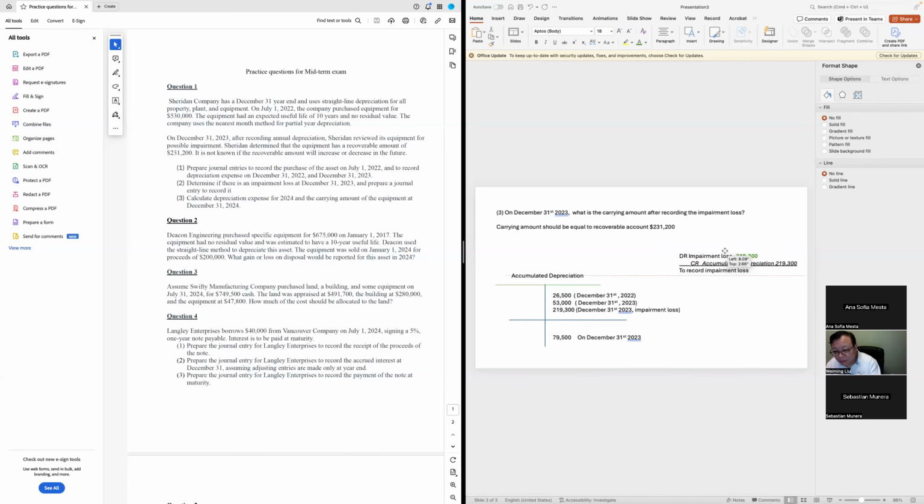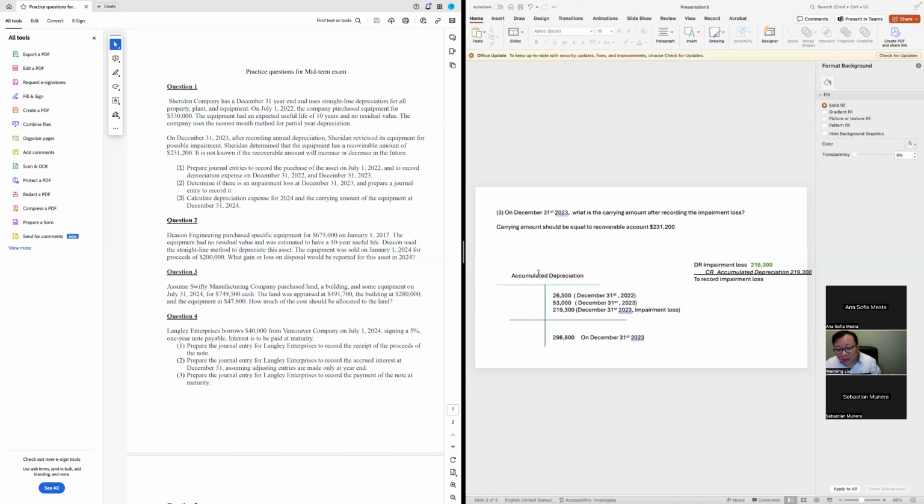Okay. So now what's my balance after the impairment loss? So my balance should be $298,800. Does that make sense? Is that correct? Yeah, I think so. Okay, good.